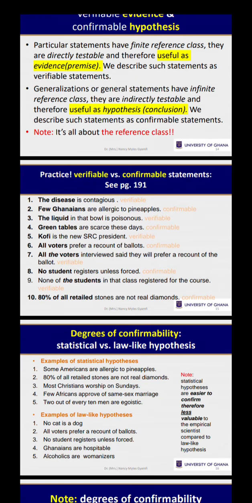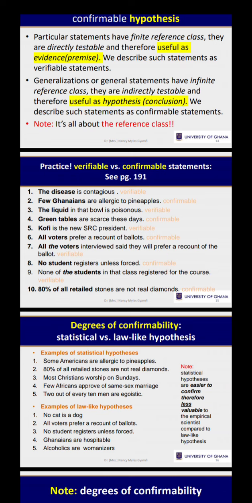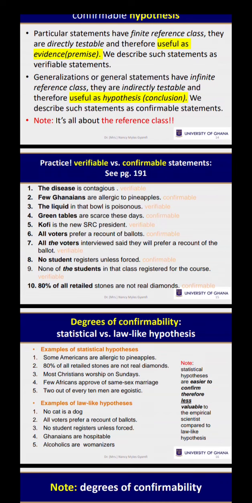Another example: the disease is contagious. It is a verifiable statement because we are talking of a certain disease. The disease is verifiable; you can verify it, and the reference class can be determined. Another example of a verifiable statement is: the liquid in the bowl is poisonous. We are talking of a certain liquid, and since it can be determined, it makes it a verifiable statement.